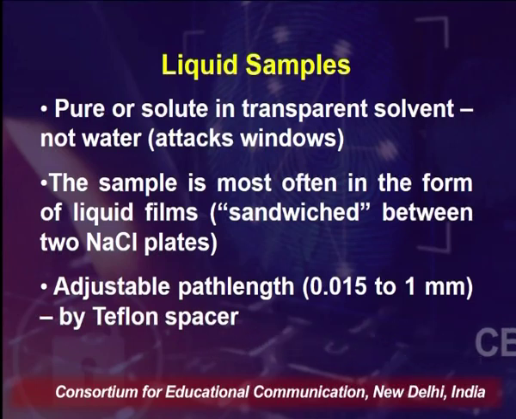Now the question is, why only NaCl? Because NaCl is IR transparent. As I said, it is one of the alkali halides like KBr. They are IR transparent and do not interfere, they do not absorb IR radiation, so that we get a free analysis of the sample which we are taking.